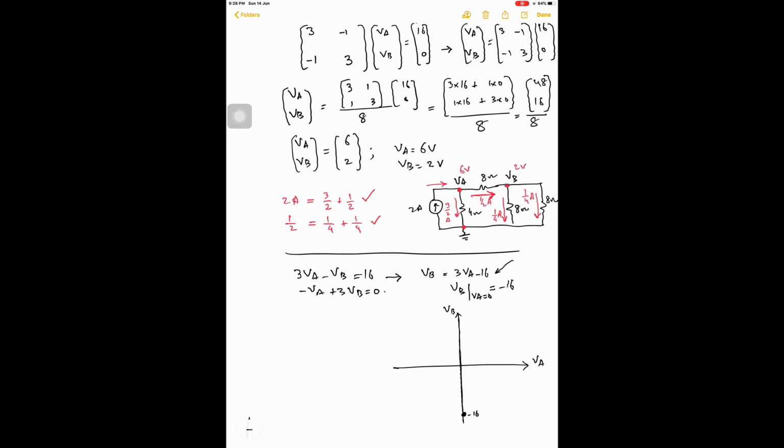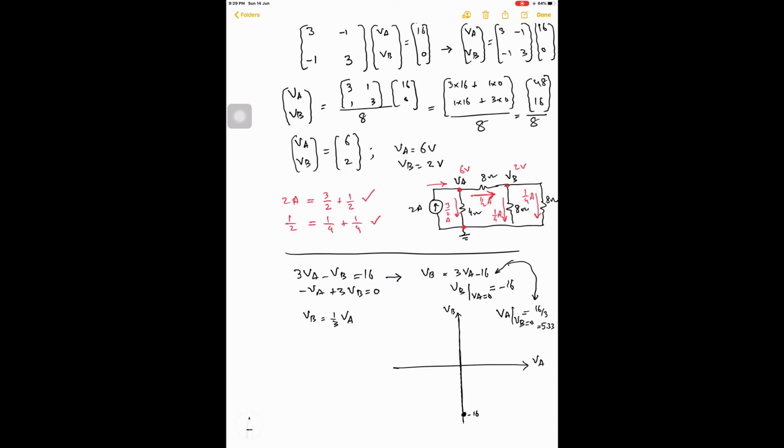The second equation is VB is 1 by 3 VA. Sorry, again coming to the first equation, I forgot it. Now the second point in the first equation: what is VA when VB is equal to 0? From this equation, when VB is equal to 0, VA will be 16 divided by 3, which is 5.33.